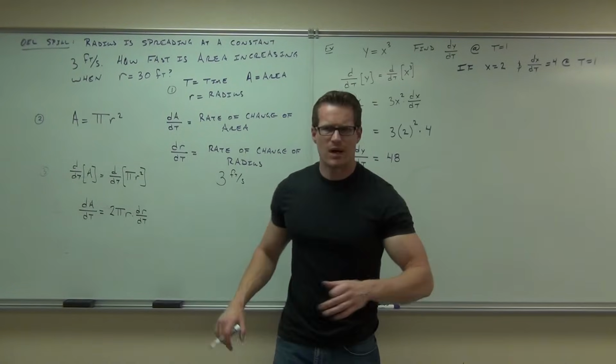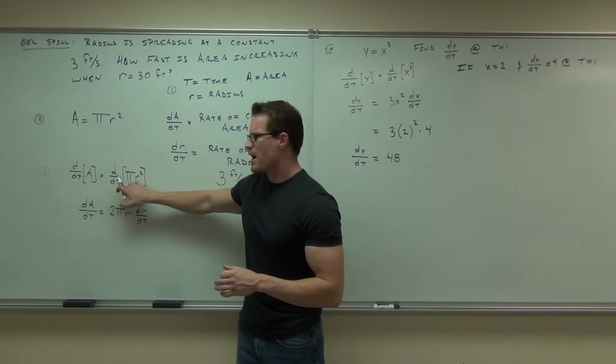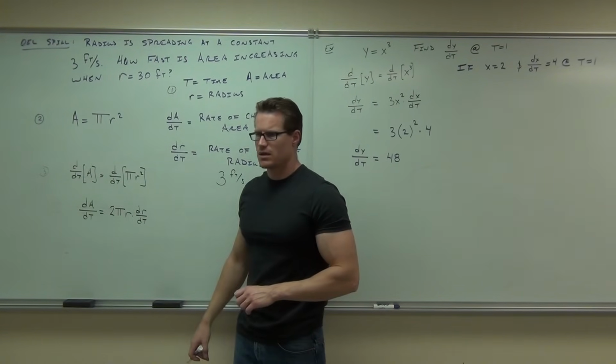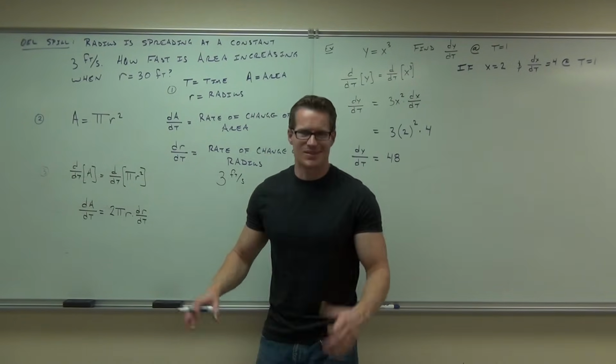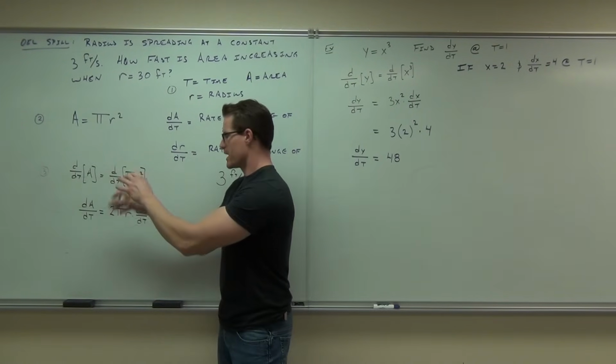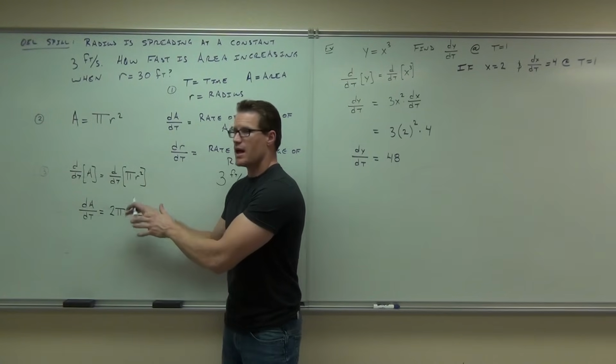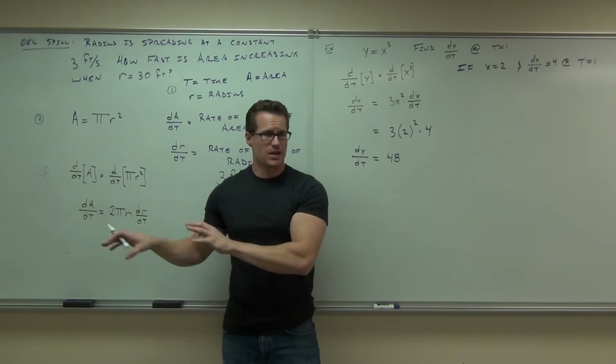Explain to me why I don't have a product rule between my pi and my r. Why not? Pi is actually not a variable. Yeah, it's constant. So this says bring down the 2, great. Subtract 1 from the exponent, got it. But I need a dr/dt. Do you see why I need a dr/dt?